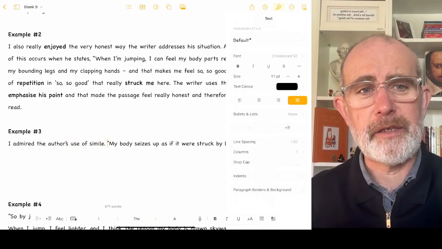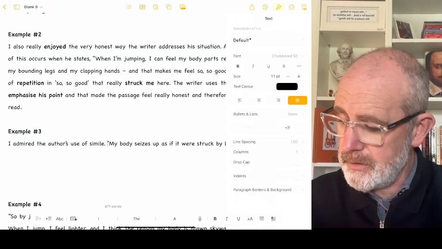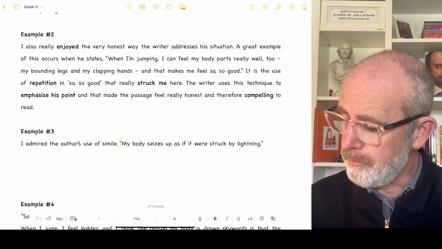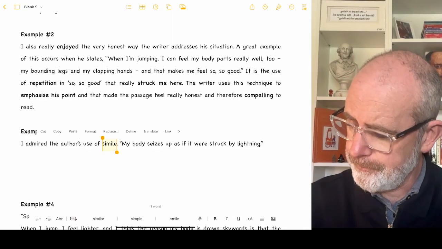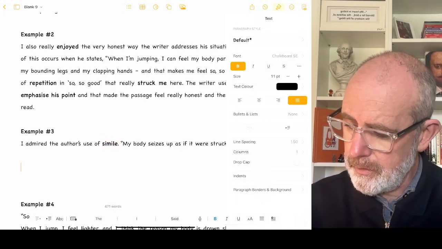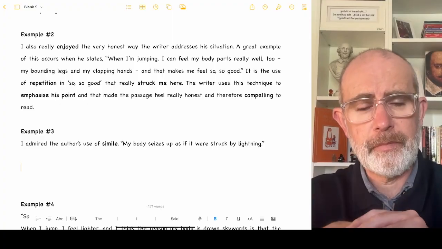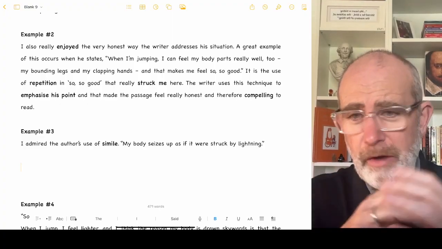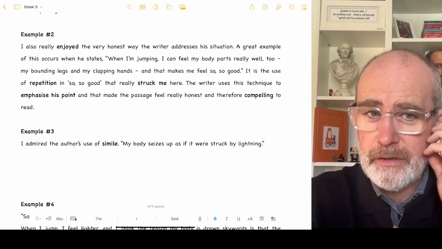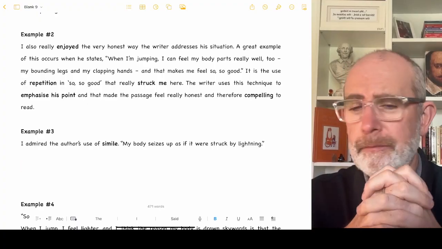Everybody knows what a simile is, right? There's a number of them in this passage, but one of the best ones is, he says, my body seizes up. Just gonna put that in bold. Yeah, there we go. My body seizes up as if it were struck by lightning. So that's a brilliant simile. Very direct, very easy to understand. My body seizes up as if it were struck by lightning.